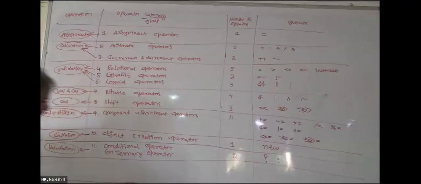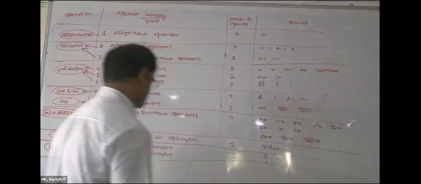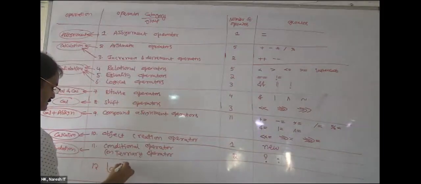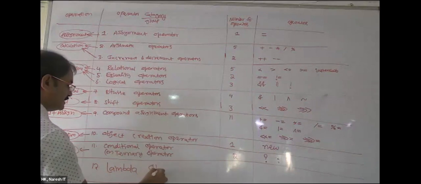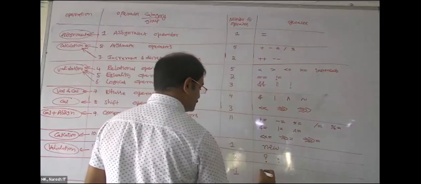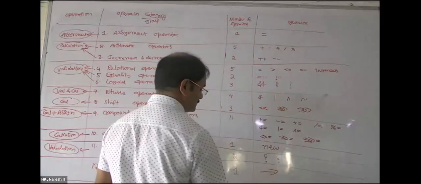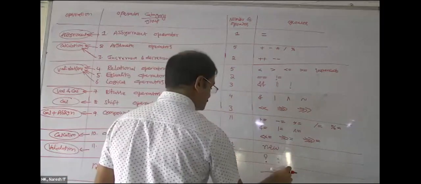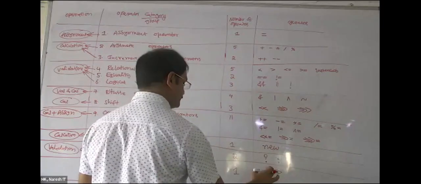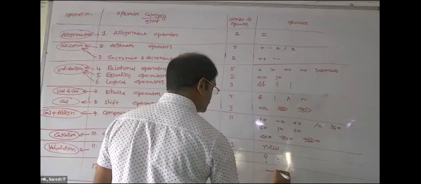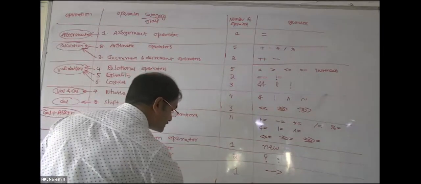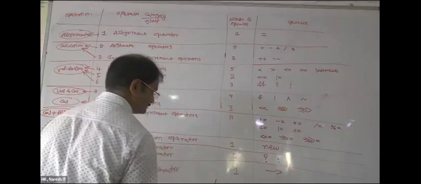Last but not least, who is that fellow? Very important, powerful operator for the Java 8 version. Lambda operator. One arrow. Hyphen, angular bracket. No space between. Totally how many operators came? 40.